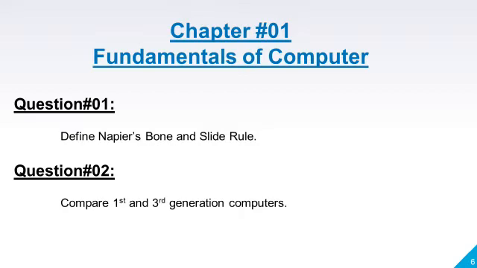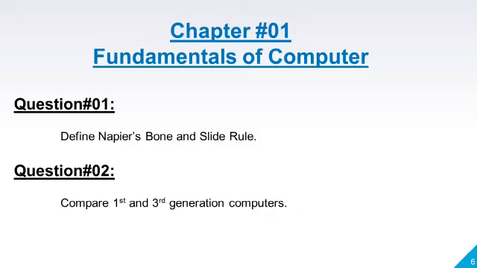Now we are going to discuss short question number 2, compare first and third generation computers. Now, what are the first generation computers? Vacuum tubes were used in the first generation computers. Vacuum tubes generated so much heat that they had to be cooled by an air conditioner. They burnt out very often, and it was very difficult to repair and maintain the first generation computers. The first generation computers were slow and the memory was very small. Machine language was used in these types of computers. And what are the examples of first generation computers? ENIAC, UNIVAC, Mark I, IBM 604.